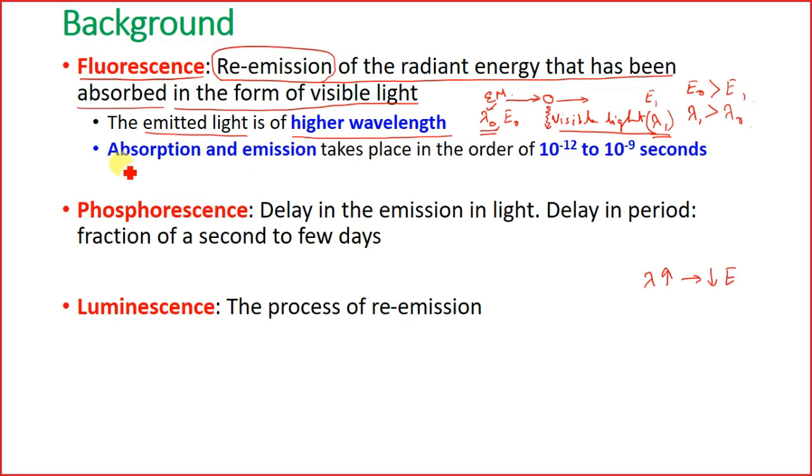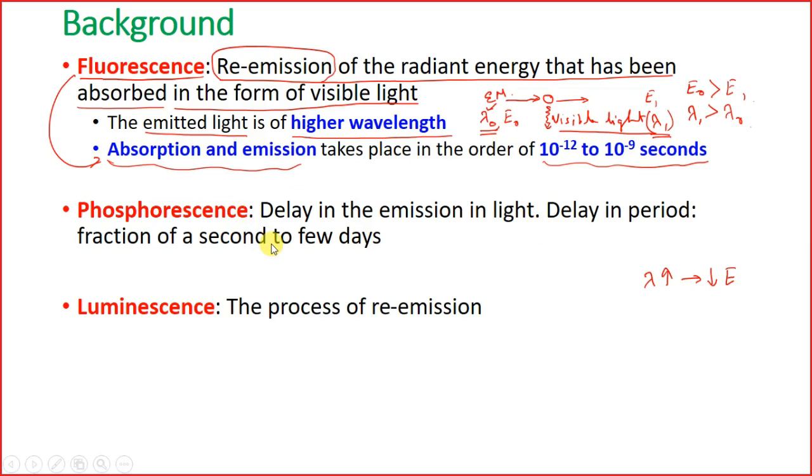The complete process of the absorption and the emission in the fluorescence takes place within the order of 10 to the power minus 12 to 10 to the power minus 9 seconds. That means picoseconds to nanoseconds. So within a fraction of a second, the process of the fluorescence is usually completed. Okay.